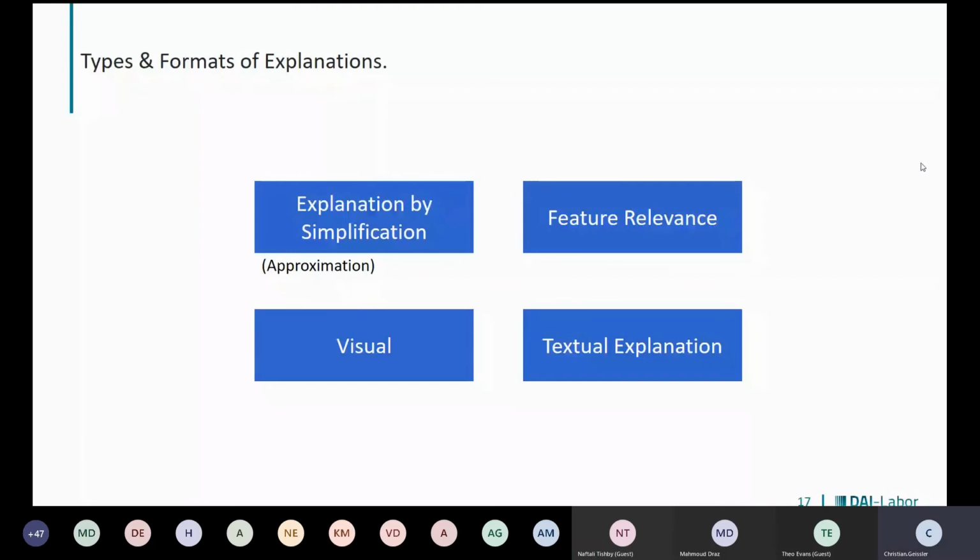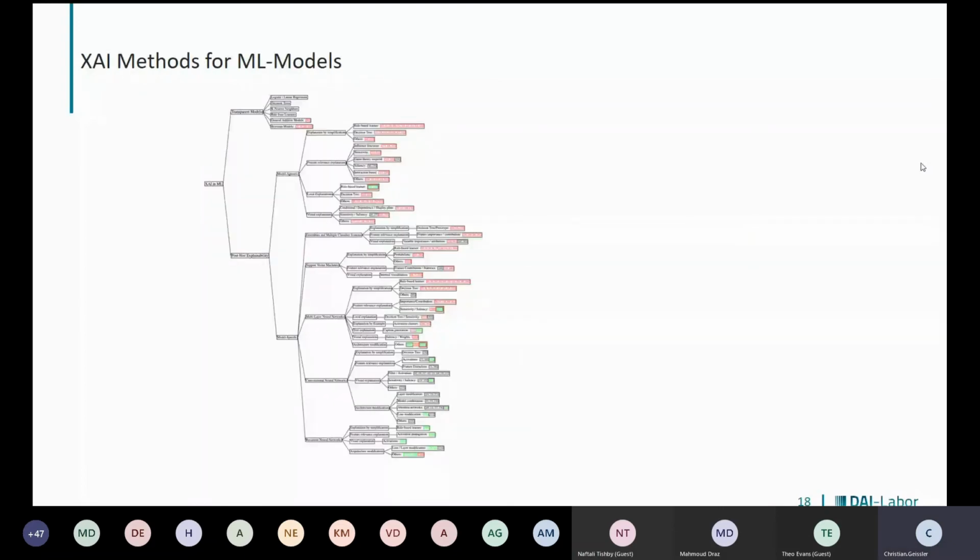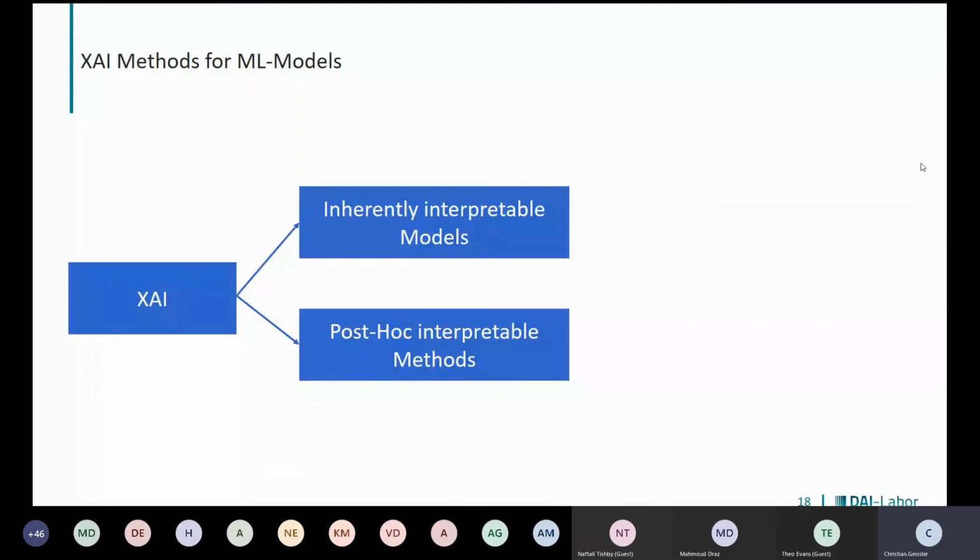There are nowadays a lot of explainability approaches. This is maybe a bit too much, but you're free to, of course, look it up. I've made this a bit simpler by taking only the highest levels here. So on the highest level, you can divide XAI into inherently interpretable models, so models that are so simple that you can interpret them on their own, and post hoc interpretable models that are too complex for that, and where you need to find another way to provide the explanation.